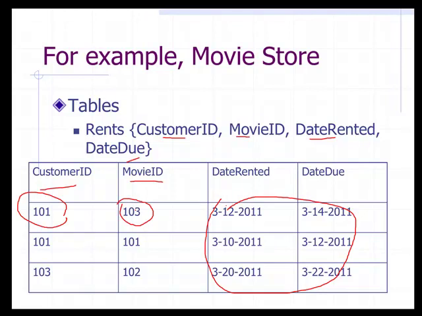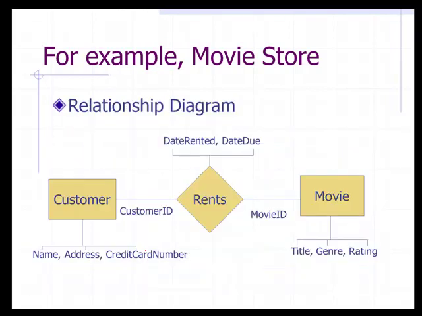The thing with databases is that you never want to repeat data. You want to write data one time in a database and not have to put it in multiple places. You want to look it up by their unique IDs. So for example, here's the relationship diagram of the particular tables. The customer table has your name, your address, your credit card number, and customer ID, which is connected to the rents table. The rents table has date rented, due date, and movie ID, which comes from the movie table, which has title, genre, and rating. So this is the complete diagram of your database.